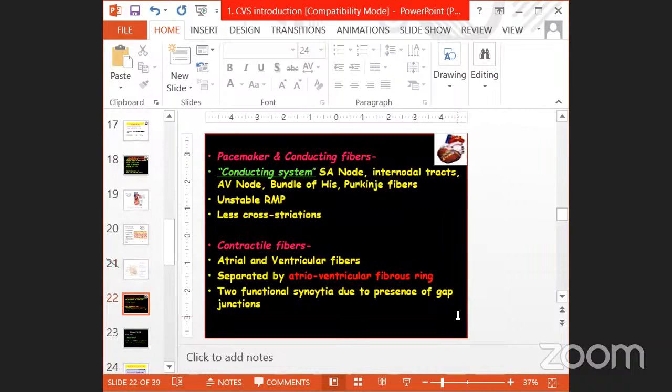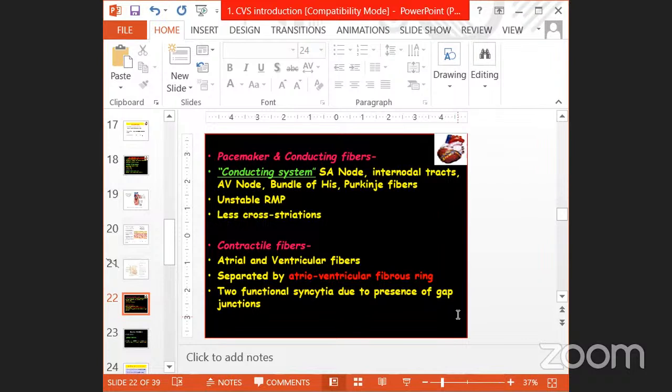So the pacemaker and conducting fibers together, we can say, form the conducting system. That means it produces the impulses automatically and helps to conduct the impulses. So the conducting system includes the SA node, internodal tracts, AV node, bundle of His, and Purkinje fibers. And electrically, they have an unstable resting membrane potential and they have fewer cross striations.